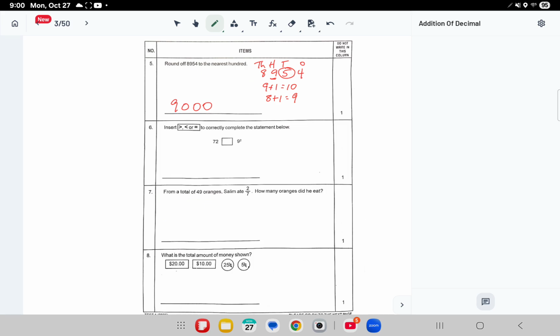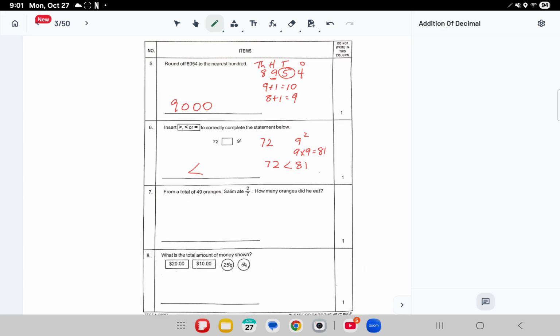Number 6, insert more than, less than, or equal to correctly complete the statement below. So we have 72 and we have 9 squared. So we solve for the 9 squared first. So this is 9 multiplied by 9, which is equal to 81. So we know that 72 is less than 81. So our answer is less than.